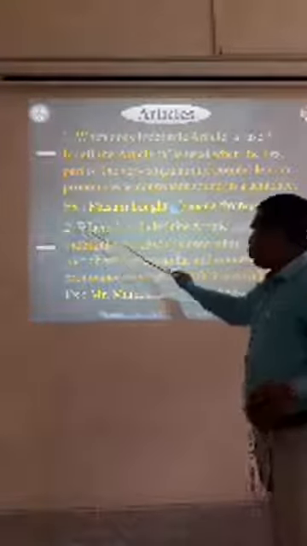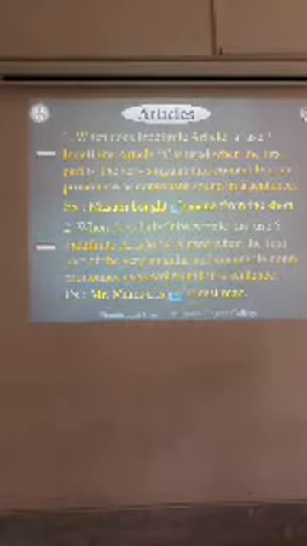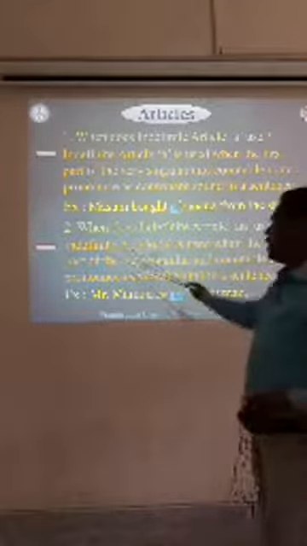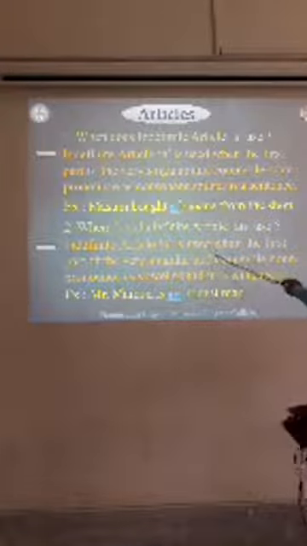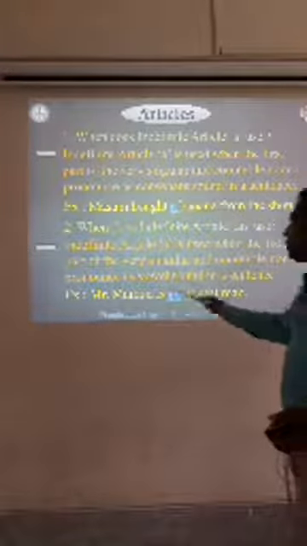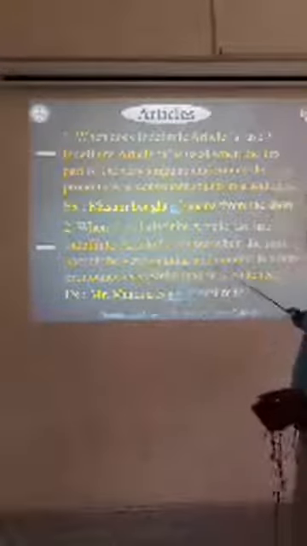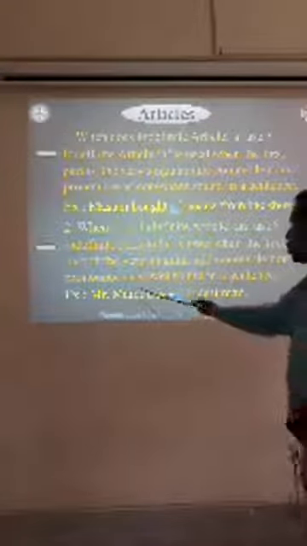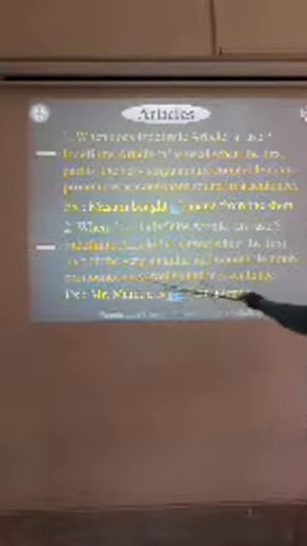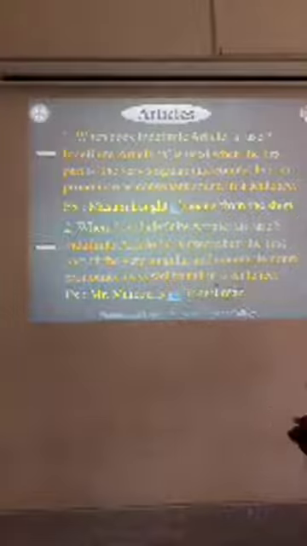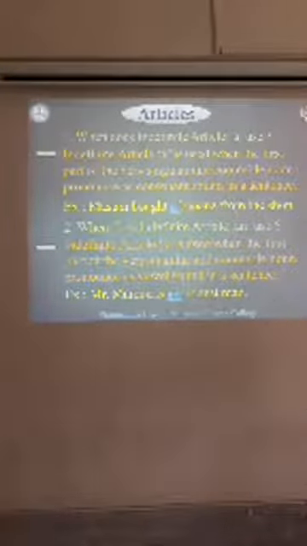Number 2, when does indefinite article an use? You can see there, indefinite article an is used when the first part of a very singular and countable noun is pronounced as a vowel sound. If the sound is a vowel in a sentence, then you will use indefinite article an.